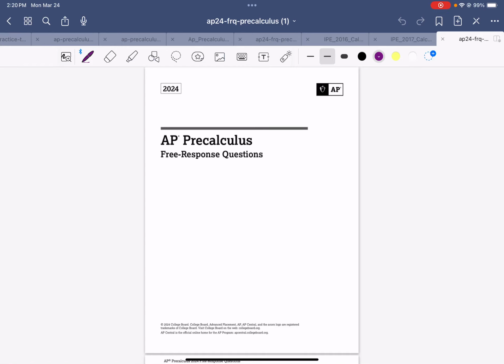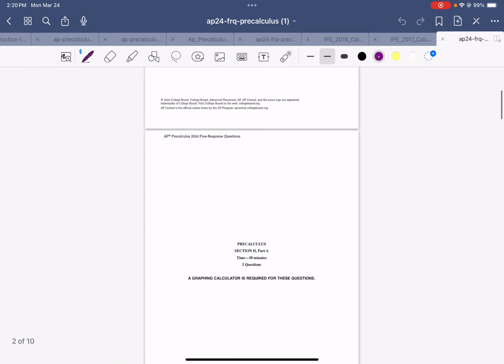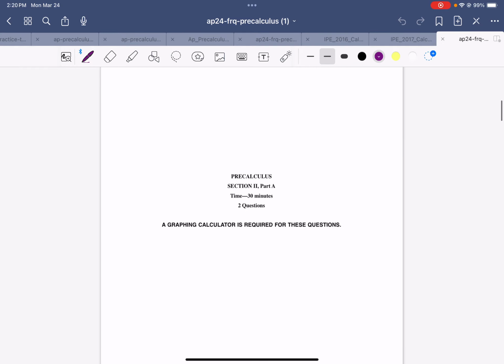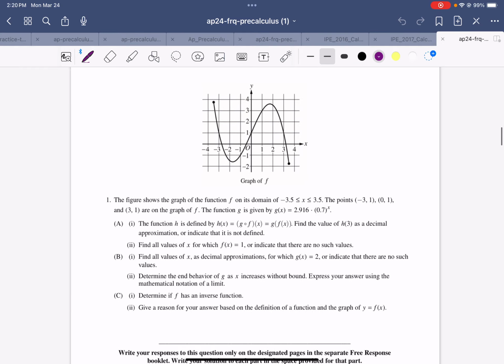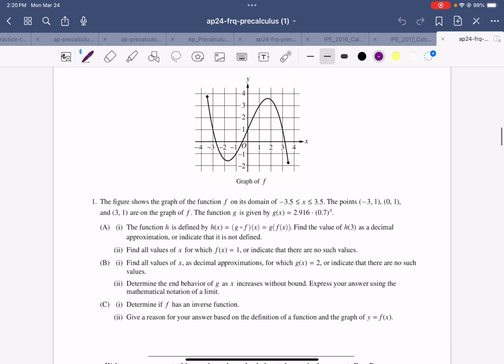2024 AP Precalculus free response. This one is a calculator section. Number 1, the figure shows the graph of the function f on each domain negative 3.5 to 3.5. The points negative 3, 1, 0, 1, and 3, 1 are on the graph of f. The function g is given by this.